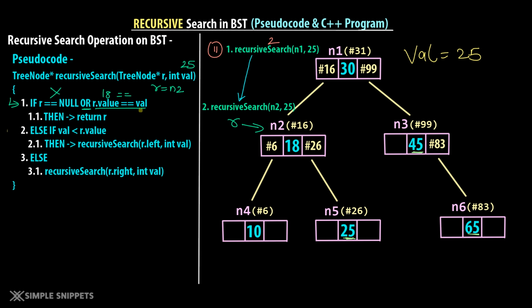Is it equal to val? What is val? Val is 25. So this is also not equal. So even this condition becomes false. So first if block is not executed, you will move to second if block.